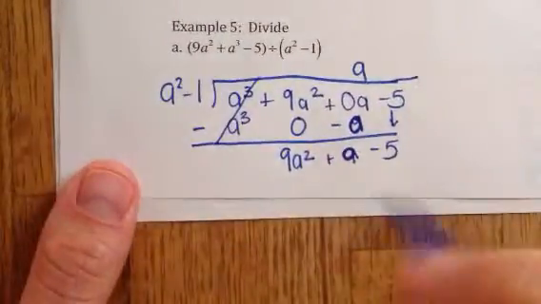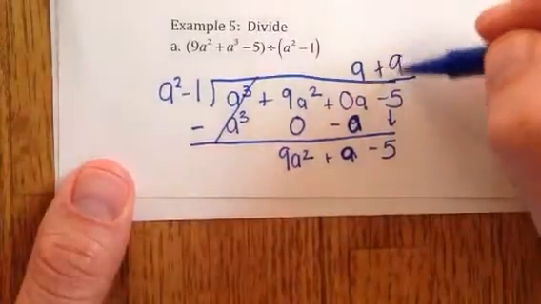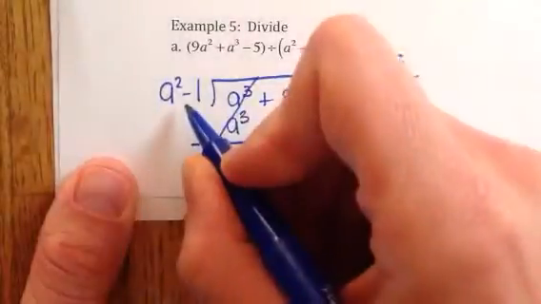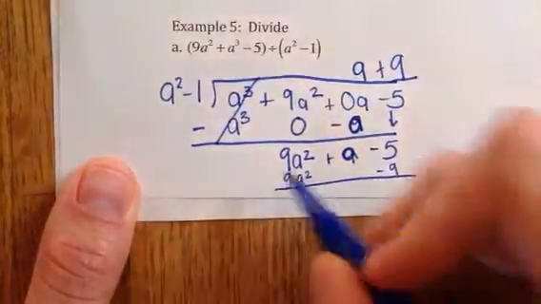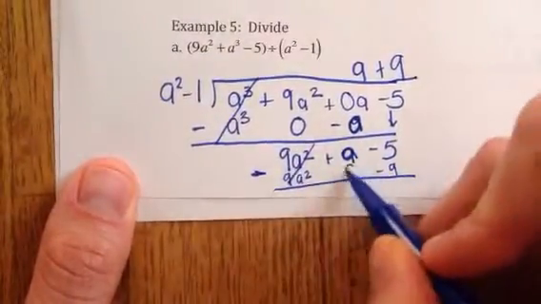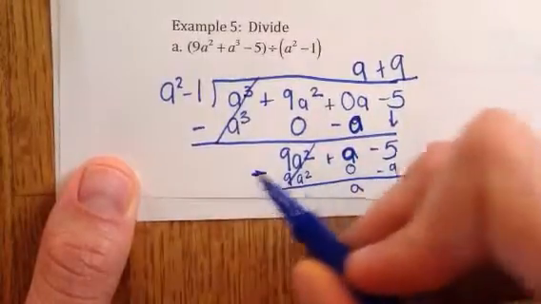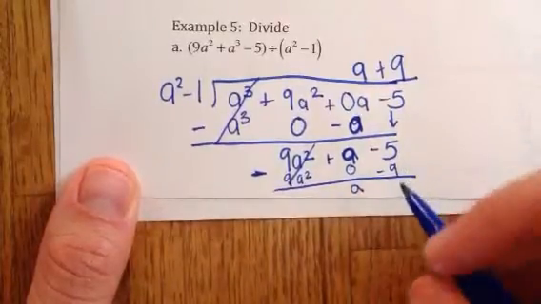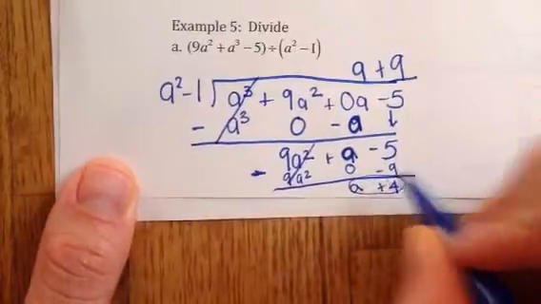So now, a squared times what can give me 9a squared? I'm going to multiply by 9. So I'm going to have 9a squared. 9 times negative 1 would be negative 9. And then I'm going to subtract. So 9a squared minus 9a squared cancels out. A minus 0 is a. Negative 5 minus a negative 9. Negative and a negative make a positive, so negative 5 plus 9 would be positive 4. So here is my remainder.